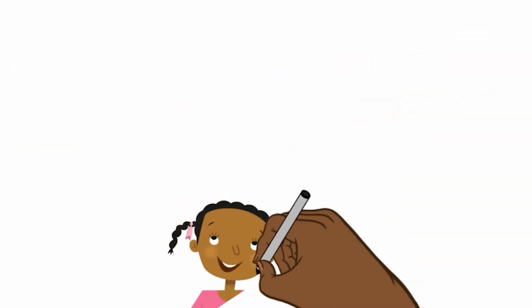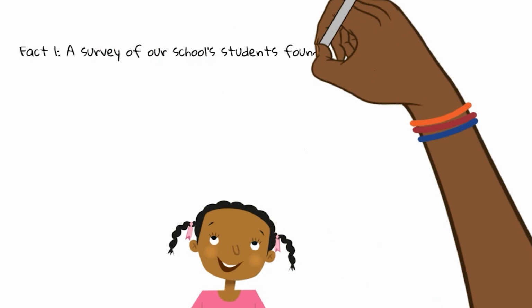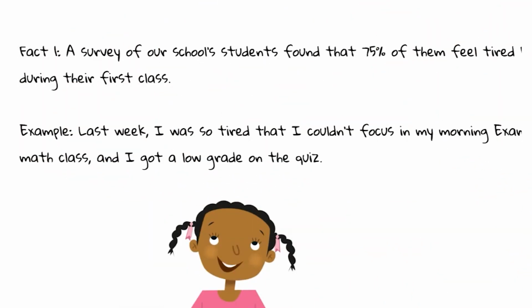So maybe you can include a fact, such as a survey of our school students found that 75% of them feel tired during their first class. The next type of evidence can be an example, such as last week I was so tired that I couldn't focus in my morning math class and I got a low grade on the quiz. So these pieces of evidence help support the claim that school should start later in the morning because there are some positive benefits.